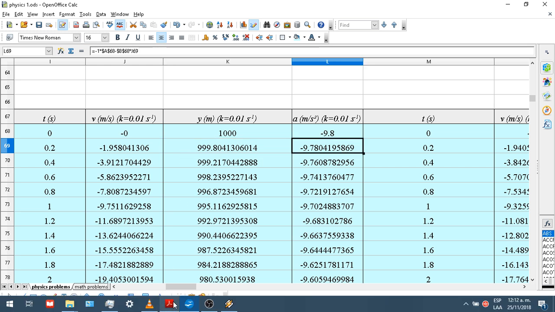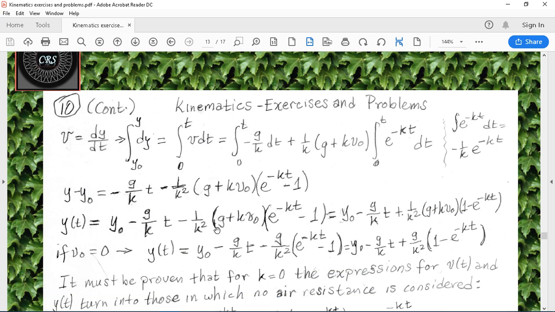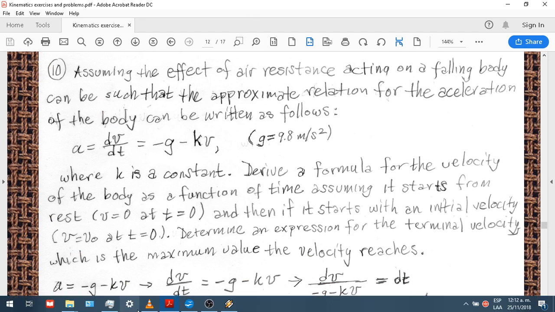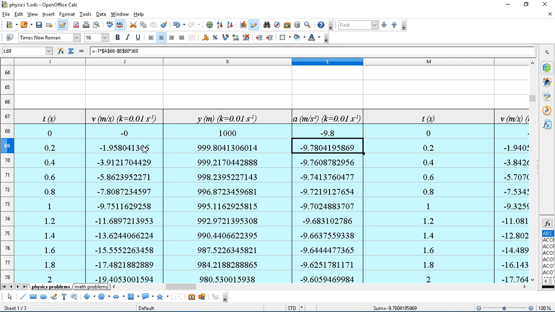And the expression for the acceleration, which is simply a equals minus g minus kv. Since v has already been calculated, you can notice that the values of v are in column J. So this is J69, which is the value used here. So we have minus g minus kv. So we have these values.